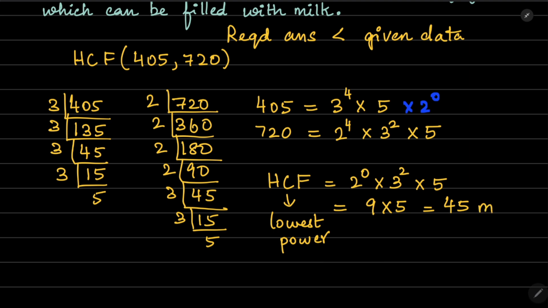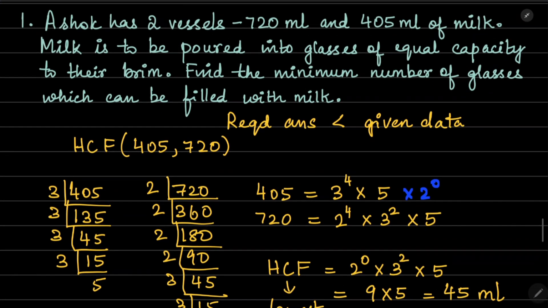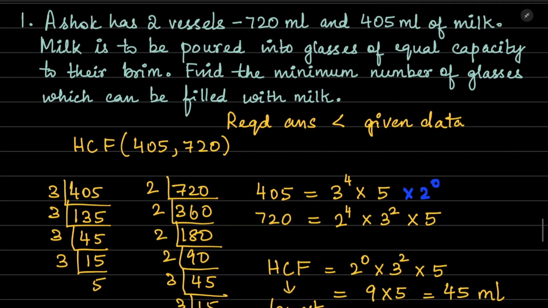You have to write the unit, it is milliliter. Since 405 and 720, these two values for which you calculated the HCF, are in milliliters, the answer will also be in milliliter. But you are not asked what should be the maximum capacity of milk poured into the glass such that the number of glasses are minimum. That is not what is asked. What you are asked is the number of glasses.